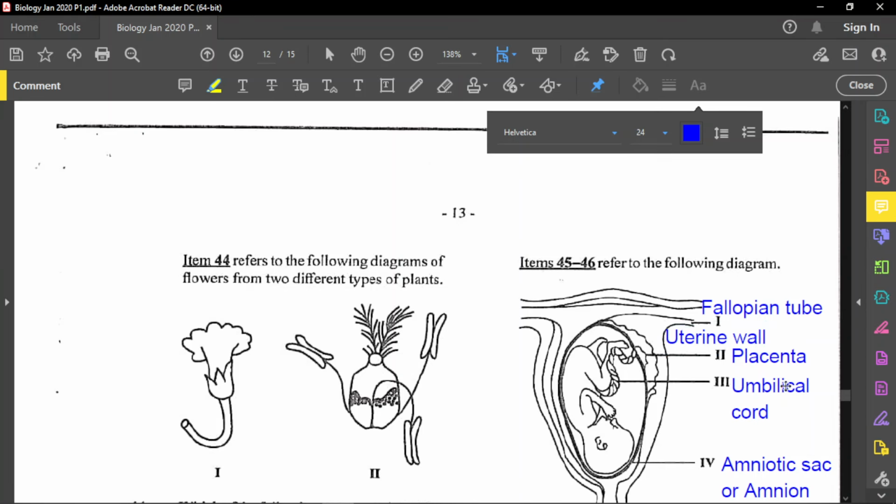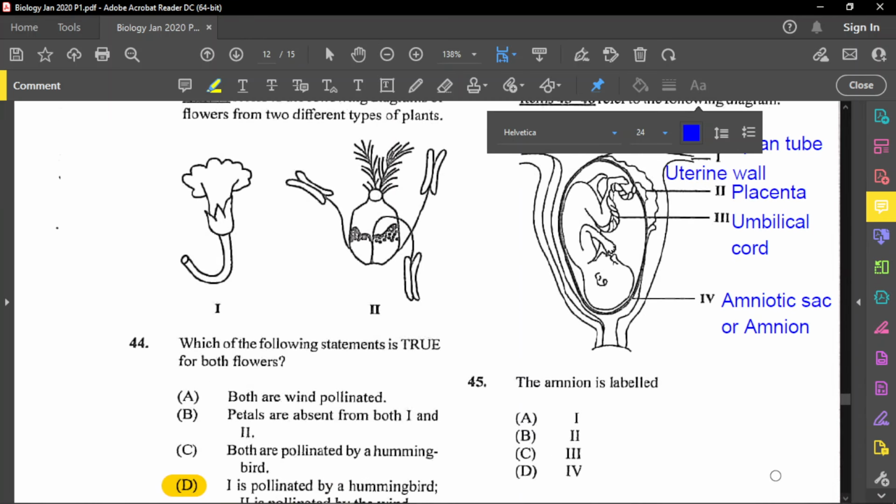So here we have fallopian tube, we have a uterine wall, we have a placenta, we have umbilical cord, we have the amniotic sac. Amniotic sac is also called the amnion. And so the amnion is labeled what? And so this is part 4, which is option D for 45. I have 46, refer to that same diagram because that diagram is for 45 to 46.